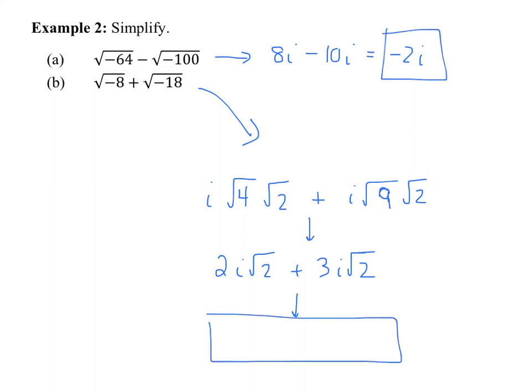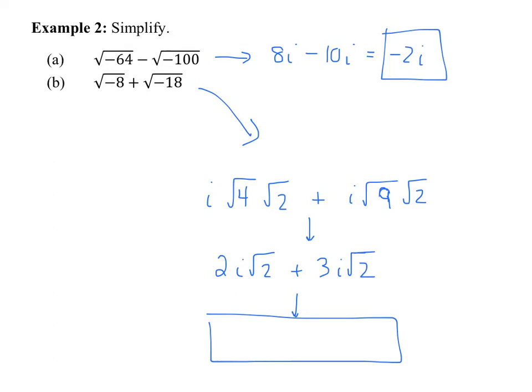Part A was really simple. You should have gotten 8i minus 10i, and 8 minus 10 is negative 2, so it's negative 2i. Again, when you're adding and subtracting, think of i as a variable. Part B, when I split these up, clearly I'm going to take the i out from both of these first.